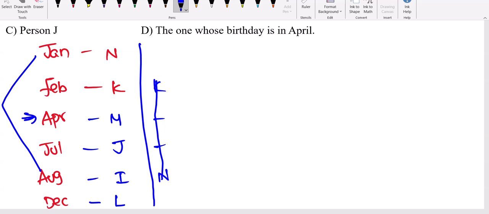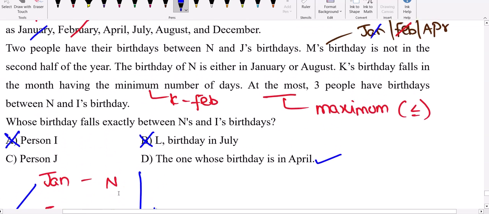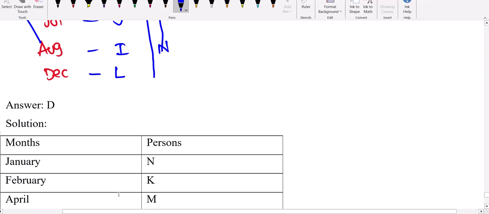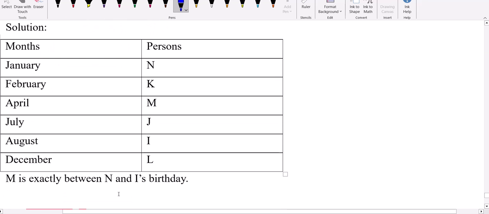M is not given directly, but they gave the one whose birthday is in April. Some will argue for J also, and some people are giving the answer as J. But the problem is that exactly between is the question, right? So one more, so that we get one set of things.